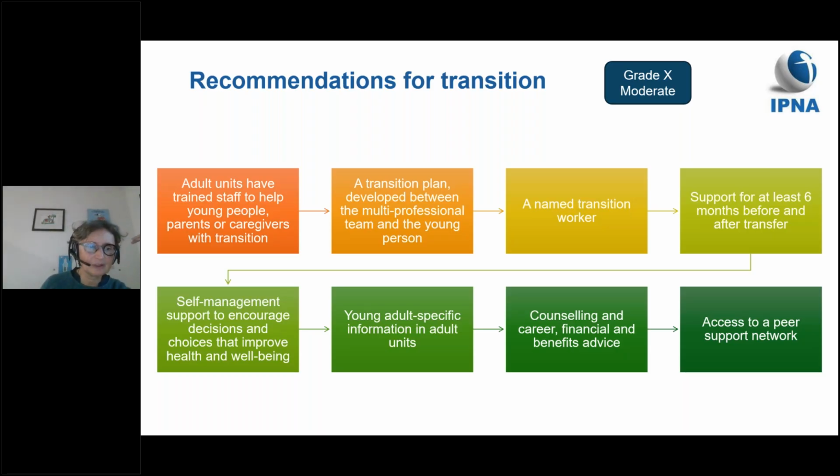Self-management needs to be supported and encouraged so that the patient is able to make his or her own decisions and choices to improve his or her health and well-being. Information needs to be given specifically for young adults in adult units. Giving information that is pertinent to 60-year-olds is not helpful in this setting. Counseling about career, financial, and benefits needs to be given. And it can also be very useful to have access to a peer support network. So these were the recommendations that our adult nephrologists made together with our pediatric nephrologists in the core group.